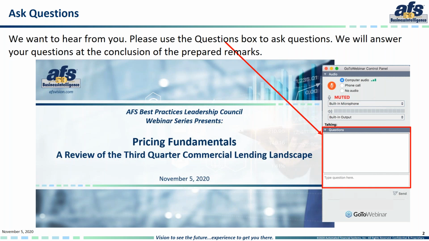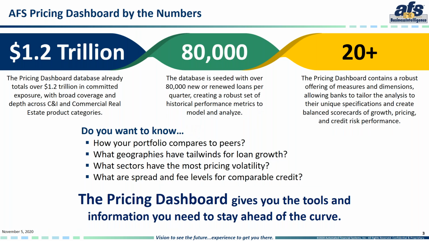It is worth noting that the source of the data presented today is from the AFS Pricing Service. This database is the industry source of pricing trends for commercial lending and contains over $1 trillion in commitments, with approximately 80,000 new and renewed loans being added to our database each quarter. This database is also used to prepare our monthly Pricing Trends newsletter. Again, please reach out to us if you are interested in learning more about our pricing service or if you are interested in receiving our monthly newsletter.